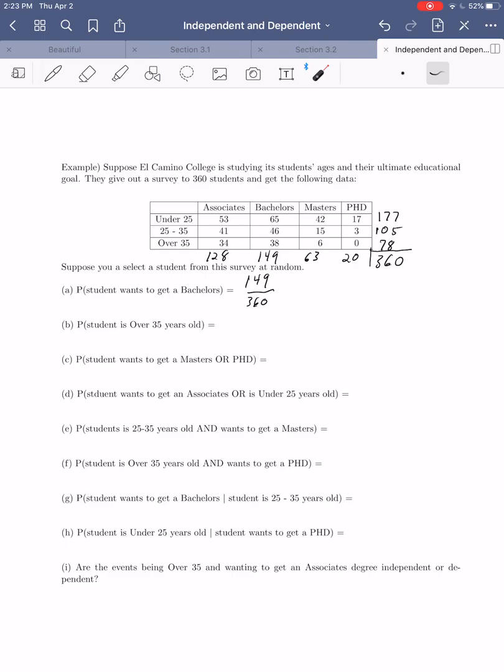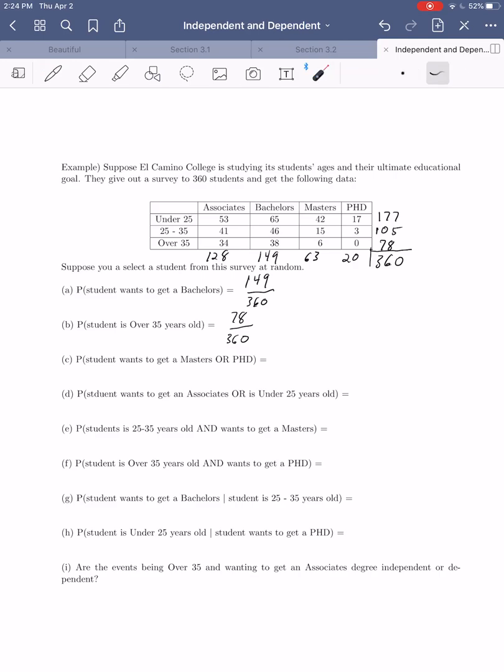All right, let's get the probability that the student we pick is over 35 years old. Well, we're picking them out of the survey, so it's going to be out of 360. How many of the students had this trait of being over 35? Well, right there, it was 78. So 78 out of 360.